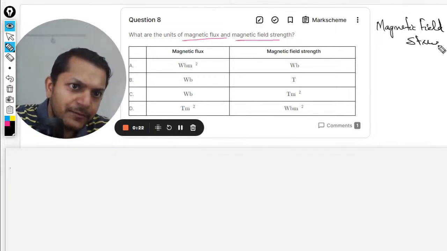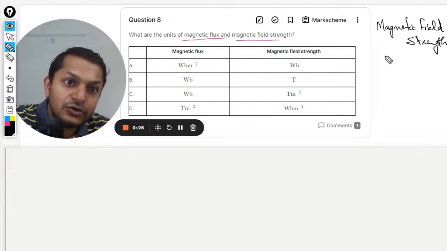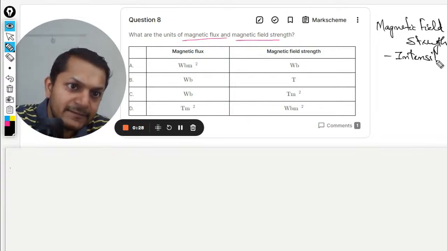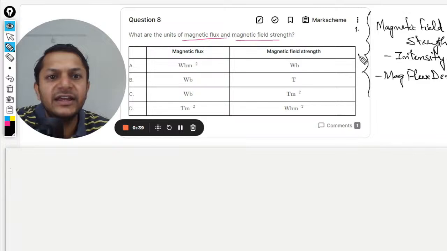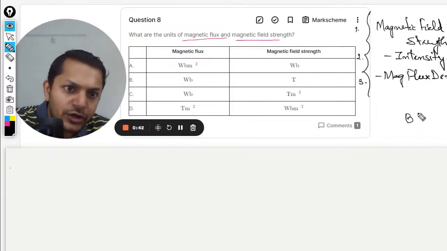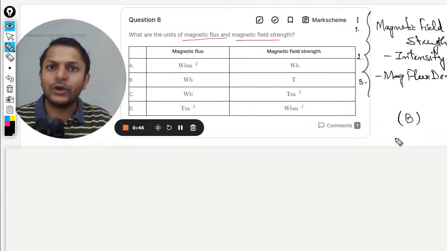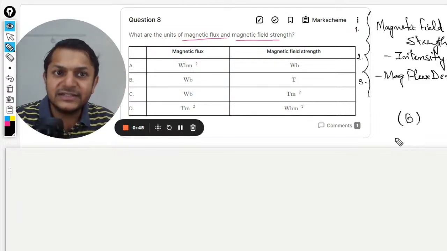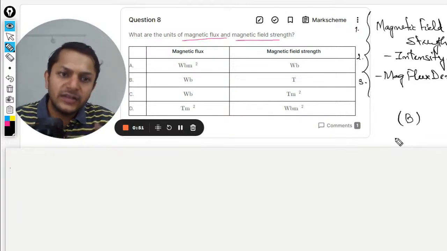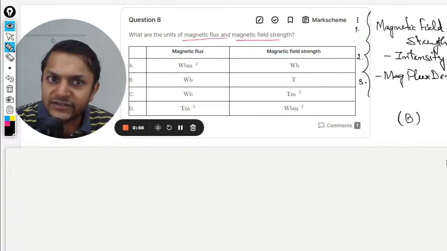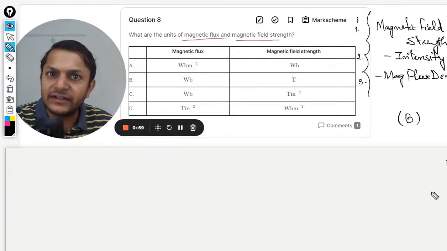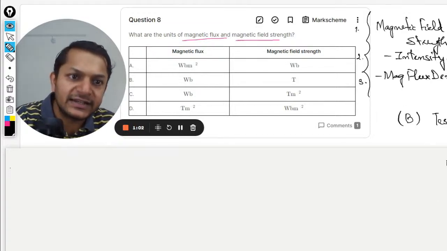It has many names, I tell you. Magnetic field strength is also known as magnetic field intensity. It is also known as magnetic flux density. So do not get confused if you're having these three names. They are actually talking about the physical quantity which is denoted with B. So this is actually the corresponding thing in the magnetic field for electric field intensity, isn't it? We just write E for the electric field intensity. Similarly, we write B for the magnetic field intensity. And the unit for this is clearly Tesla.